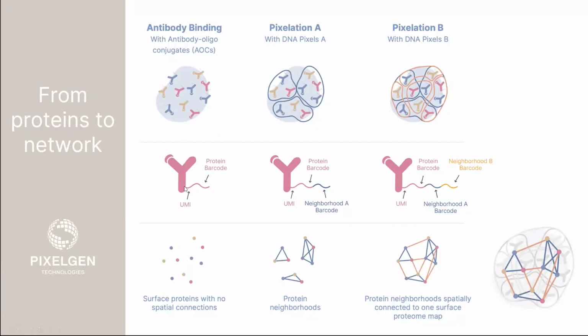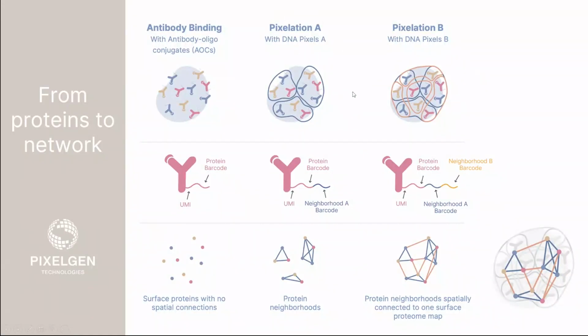And as you can see, we have this little oligo conjugated to the antibody, which has a unique molecular identifier as well as a protein barcode. So the protein barcode would then be CD3, for example, for a T cell, but the UMI will always be unique for each antibody. But then we have the first pixelation, Pixelation A.